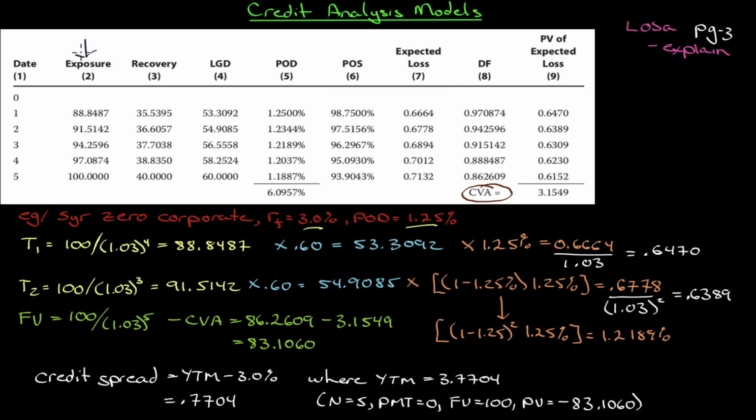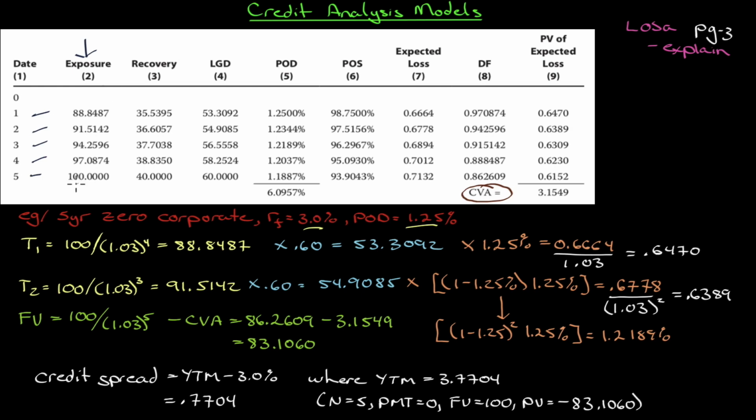Column number 2 over here. Notice for time period 0, we have no expected exposure because, well, we just bought the bond. Our expected exposure is whatever you paid for that bond. If we bought this bond for 80, that's our expected exposure on day 0. That's it. So our expected exposure must be at some point in the future. So our first one is time period 1, 2, 3, 4, and of course at 5. This is a 5-year bond.